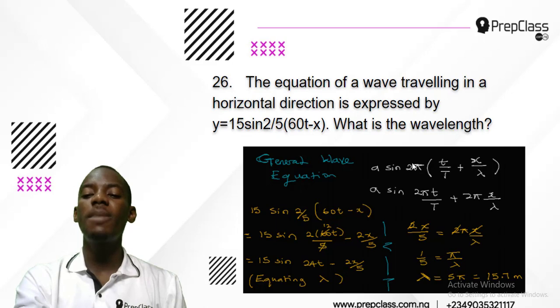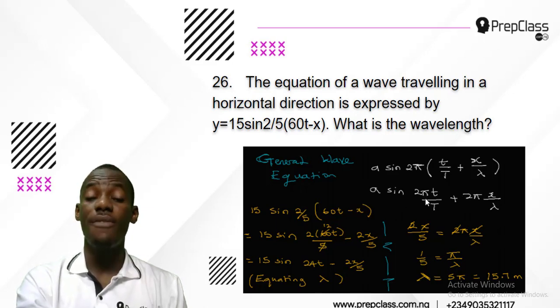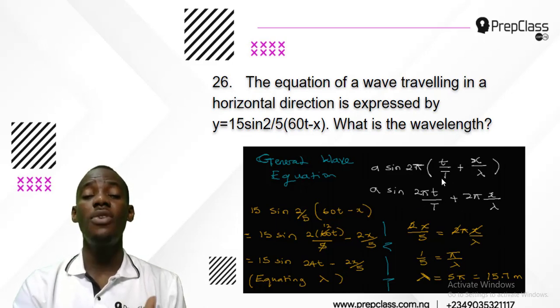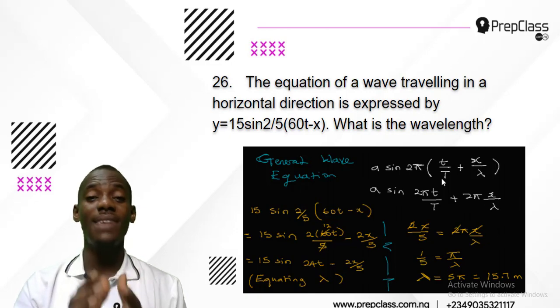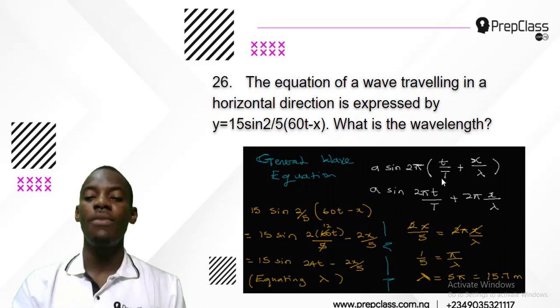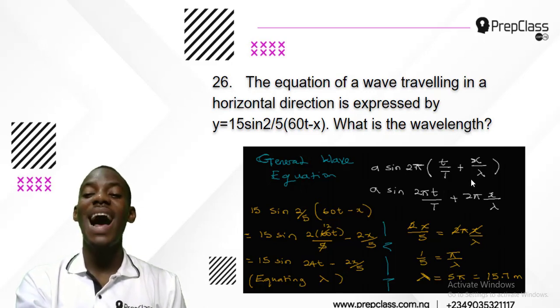Now if I multiply this 2 pi into this bracket, it will become 2 pi t over capital T plus 2 pi x over lambda. Now it is well arranged. So this is called the general equation of wave, the general wave equation. Just take note of it. If I were you, I'll put it down in a book so that I won't forget. I always have a formula book where I look up formulas quickly, so that I can be conversant with them. So this is the general wave equation.